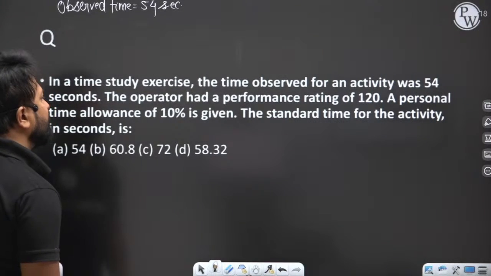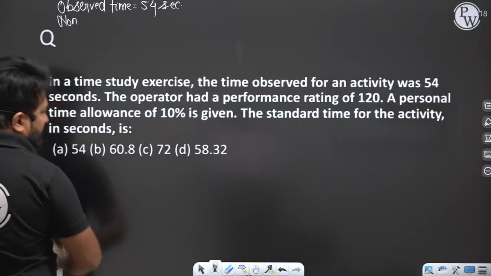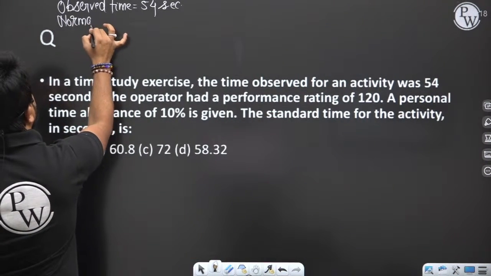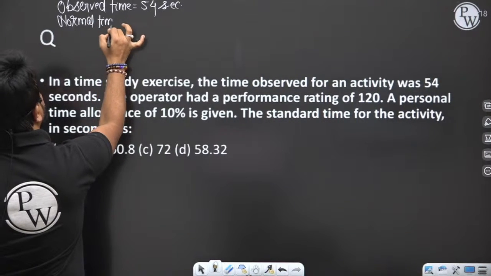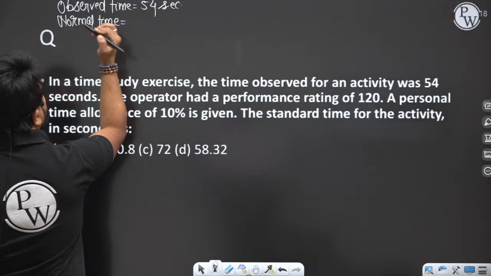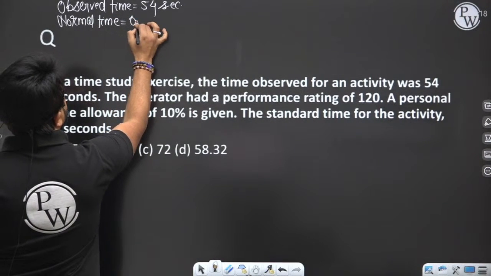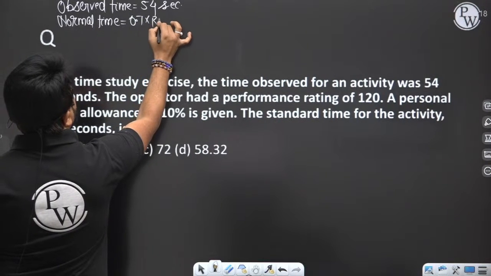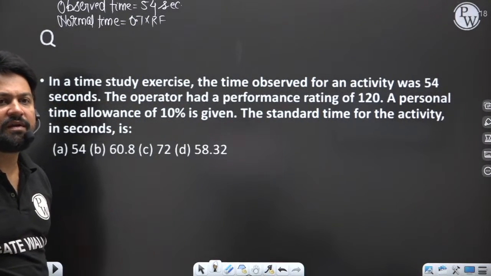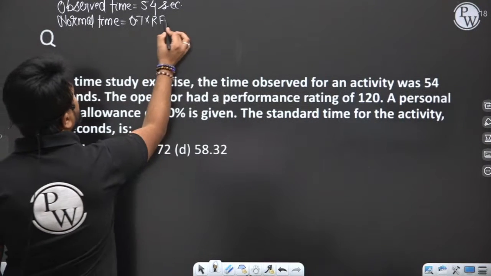The standard time for an activity. So what is the normal time? Normal time is the observed time into the rating factor, right? So how much will it become?